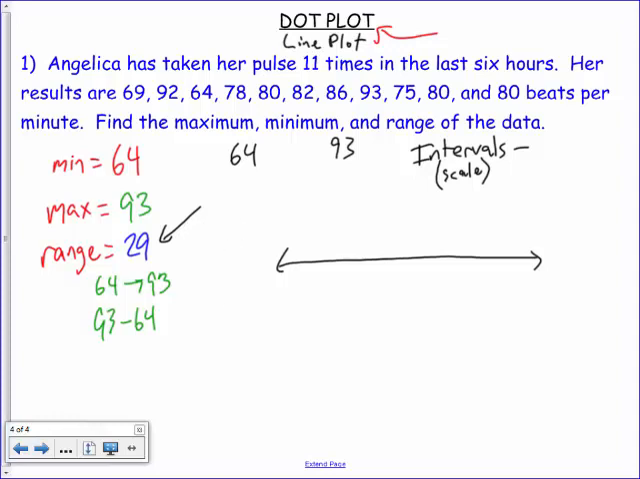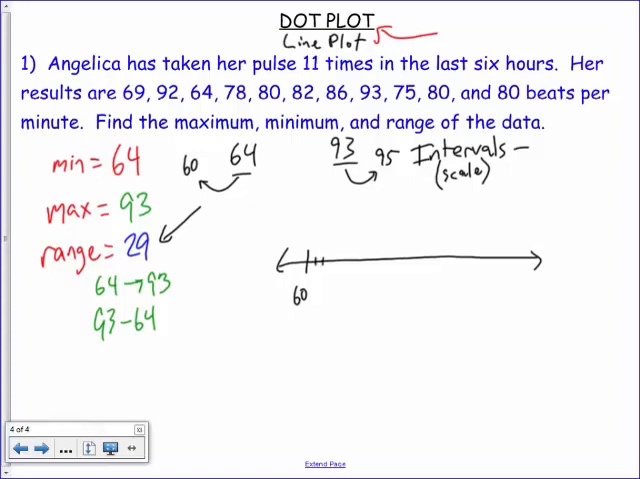So what we're going to do is, since I have 64, I have to go below that, so I'm going to start at 60. And for 93, I'm going to go just above that, so 95. And count by 5. So 60 is my first dash. I can make smaller dashes in this case because my range isn't too big.